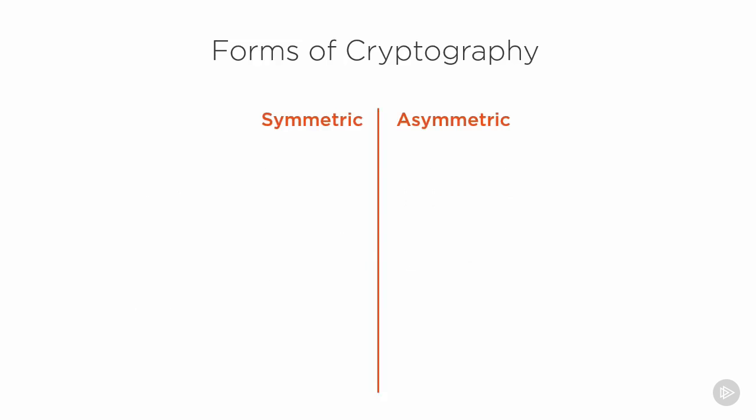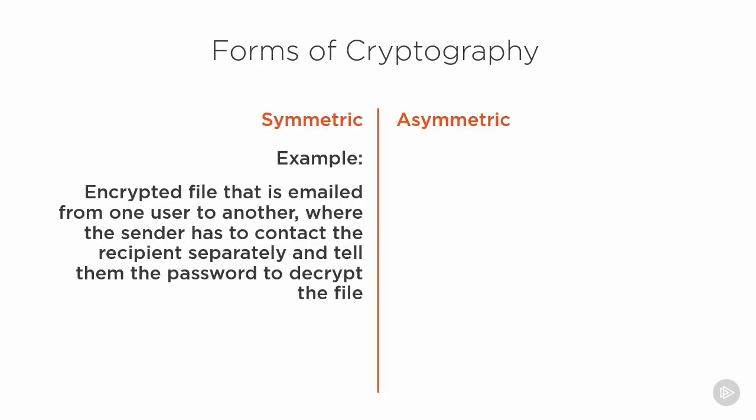An example of symmetric cryptography is when a user encrypts a file with a password and emails it to someone else. For the recipient to be able to access the file in plain text, they'll have to decrypt it, so the sender will have to contact them and provide them with the password to use.